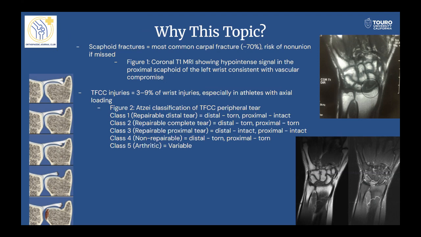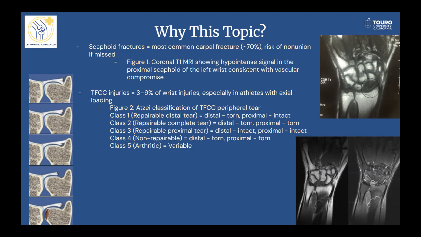There's a classification system called the Atzei classification that breaks down peripheral TFCC tears into 5 categories, which if you look to the left, we can see there are those 5 pictures going up to down. Class 1 is a distal tear with the proximal portion intact, and this is repairable. That's that first picture. Class 2 is a complete tear, both distal and proximal portions torn. Class 3 is a proximal tear with distal intact, which is also repairable.